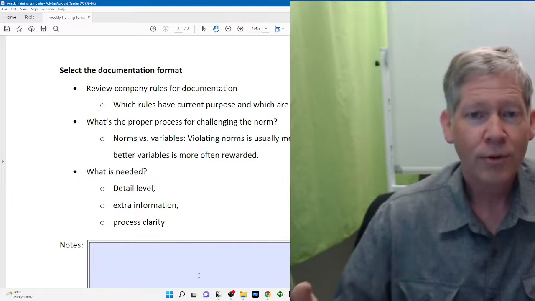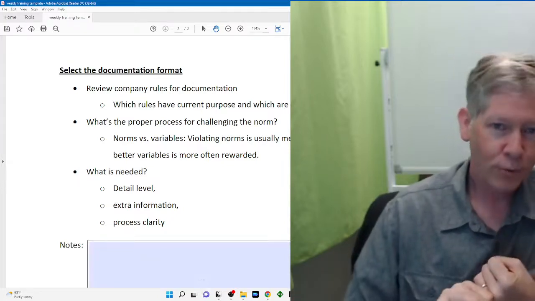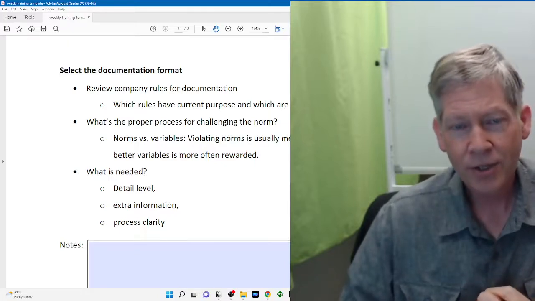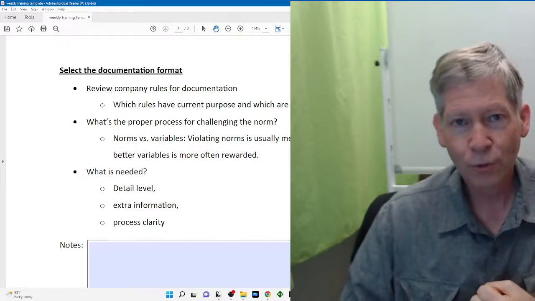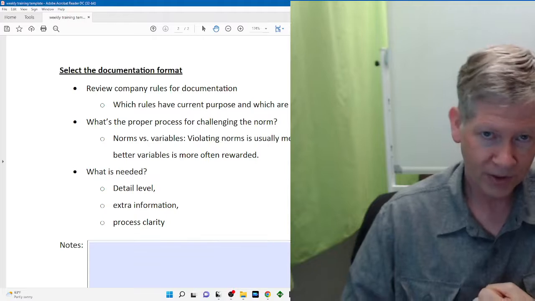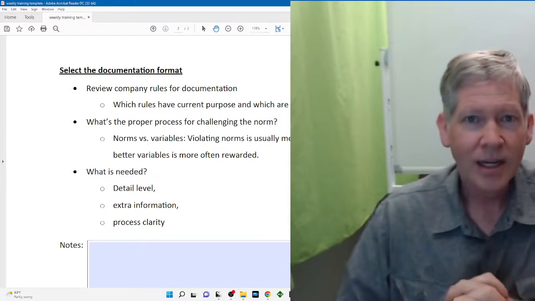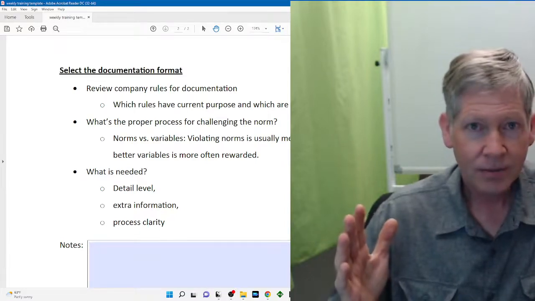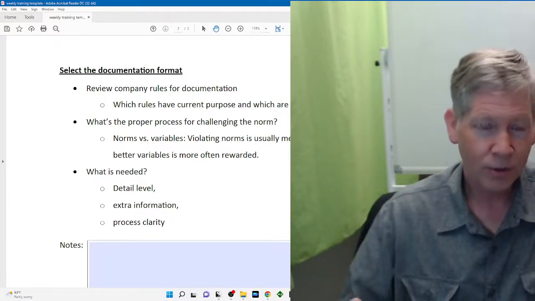You want to review lots of things here: your company rules for documentation, and you want to recognize rules separate from norms. For example, I worked in one company. They had a method sheet template done in Word.